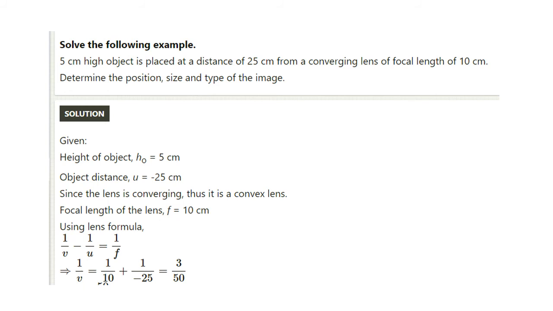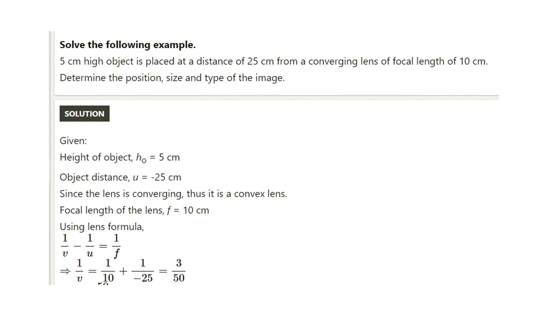Since the lens is a converging lens, that is a convex lens, the focal length of the lens will be positive 10 centimeter. So we have understood what is the given part. Now what we need to find out? We have to find out the position, that means we need to find out V. We need to find out the size, that is the height, and the type of image, means whether it's real or virtual.